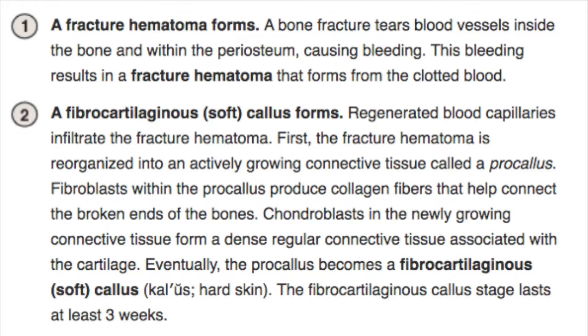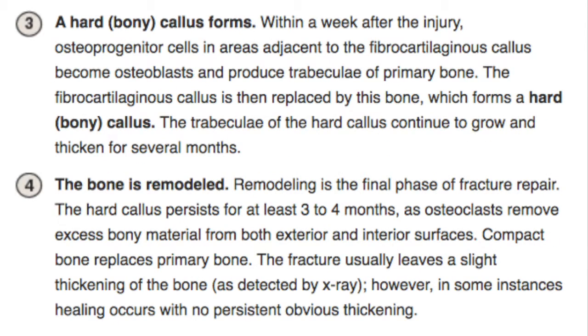The fibrocartilaginous callus stage lasts at least 3 weeks. A hard bony callus forms. Within a week after the injury, osteoprogenitor cells in areas adjacent to the fibrocartilaginous callus become osteoblasts and produce trabeculae of primary bone. The fibrocartilaginous callus is then replaced by this bone, which forms a hard, bony callus. The trabeculae of the hard callus continue to grow and thicken for several months.